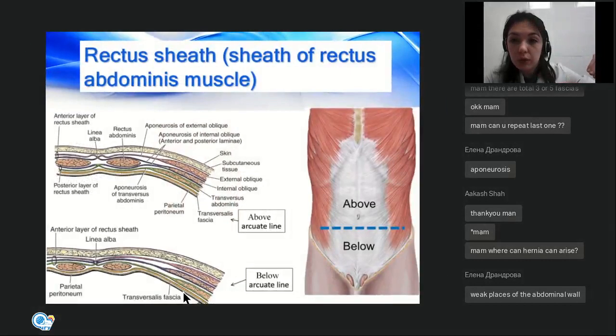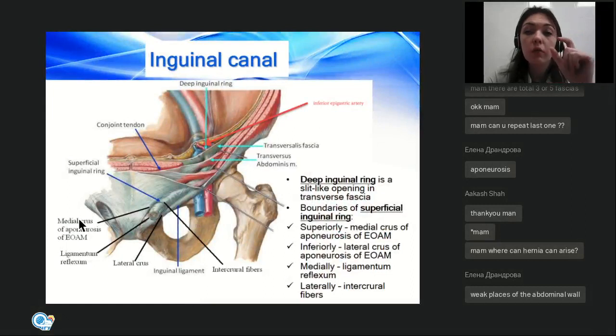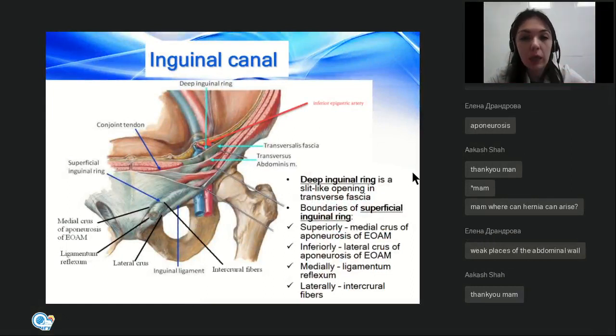The medial part of it forms the superficial inguinal ring. That is formed by two crura, medial and lateral. Superiorly it is the medial crus of the external oblique abdominis muscle. Inferiorly it is the lateral crus of the external oblique abdominis muscle. Medially it is the ligamentum reflexum, a special ligament, and laterally these will be the intercrural fibers. Inter means between, yes, so fibers between the two crura, medial and lateral.